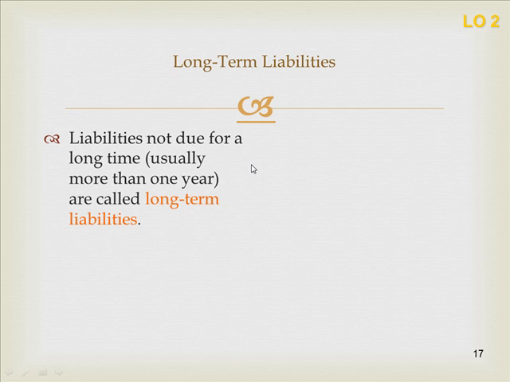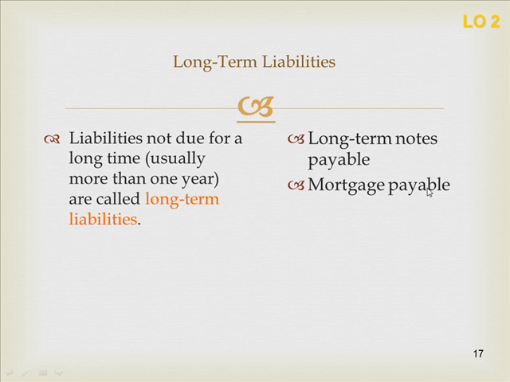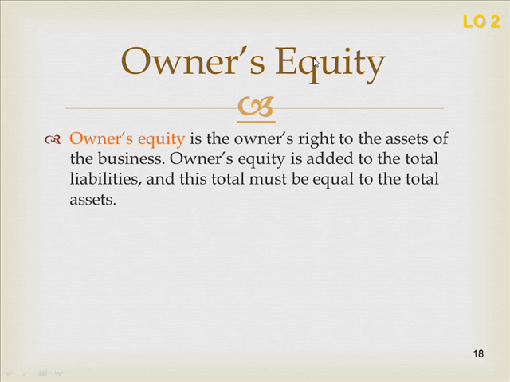Long-term liabilities are not considered to be due for a long period of time, usually more than a year. You could have long-term notes payable, mortgage payable, bond payable. Again, notice the word payable is considered to be a liability. Owner's equity is the owner's right to the assets of the business. Owner's equity is added to the total liabilities, and this total must equal the total of the assets. So again, assets equal liabilities plus owner's equity.